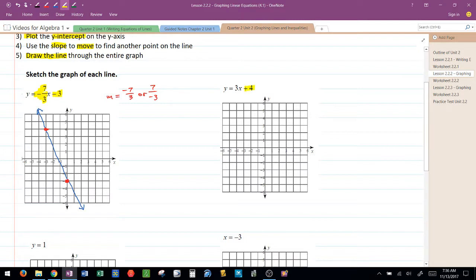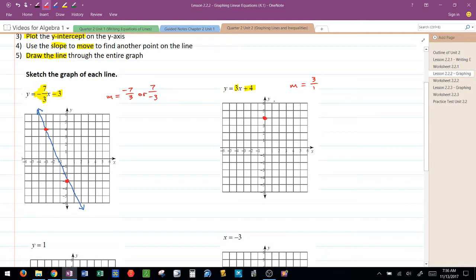I know that the y-intercept is +4. I know the slope is 3. So remember again, what does that mean for a slope of 3? That means rise over run, 3 over 1. I'm going to graph the y-intercept here at 4. I know the slope says I should move up 3 and 1 to the right.